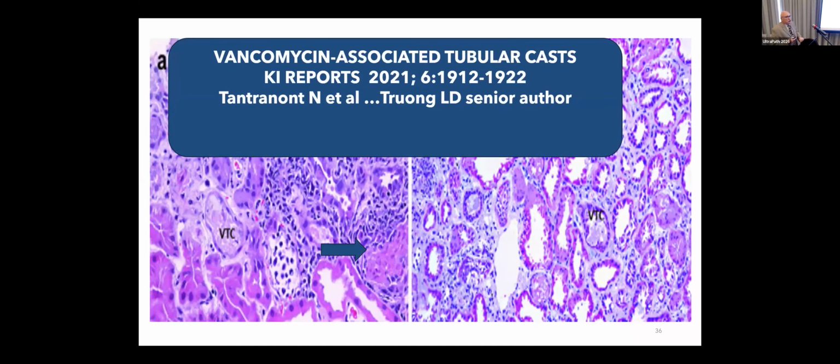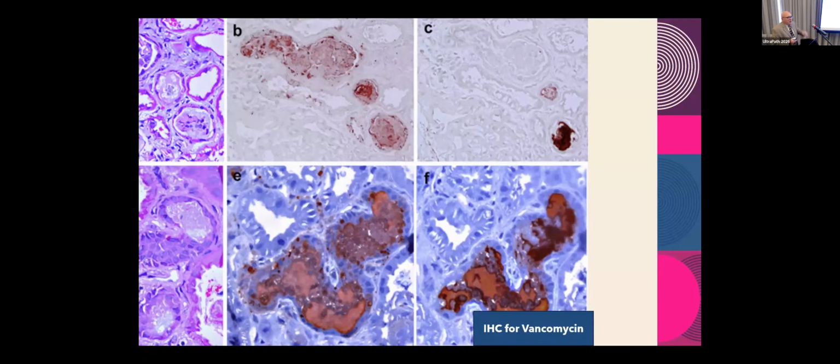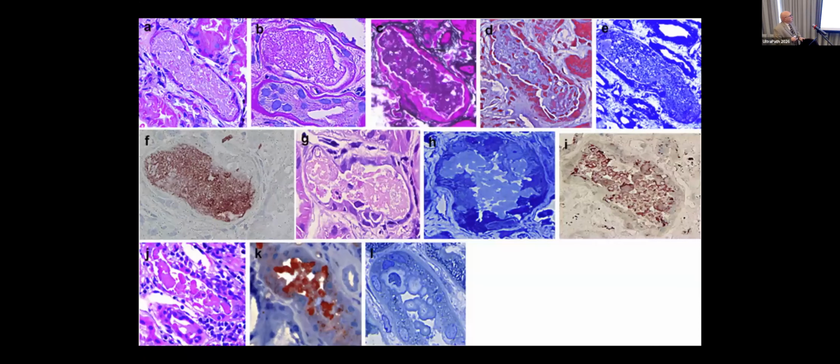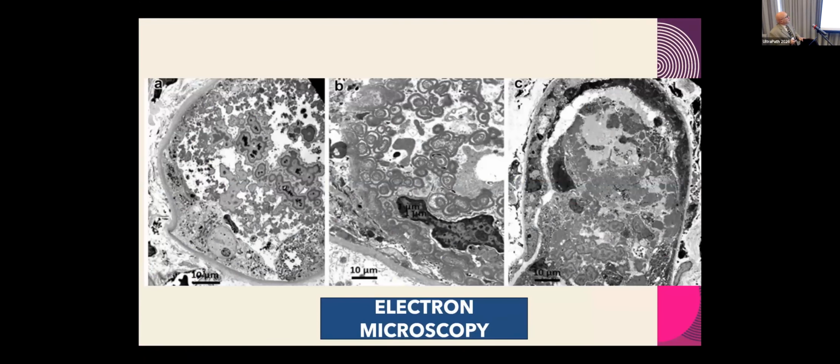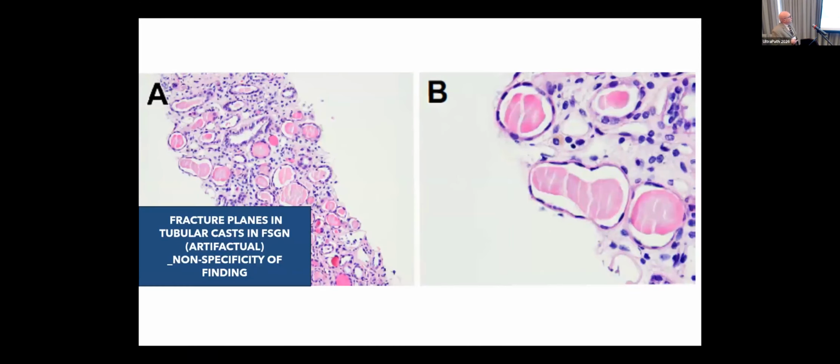And the vancomycin-associated is a very good article that Dr. Trump wrote. And again, you can see findings that would be suggestive, as you can see here. Notice that one almost has the jigsaw appearance that I was mentioning, but you have the staining for vancomycin that allows you to make a definitive diagnosis. So keep in mind that electron microscopy can be extremely helpful. He also shows you the appearance of the typical casts of vancomycin, which are quite different from the ones I have shown you. Do not trust fracture planes.